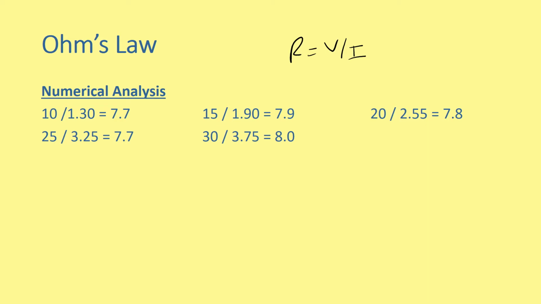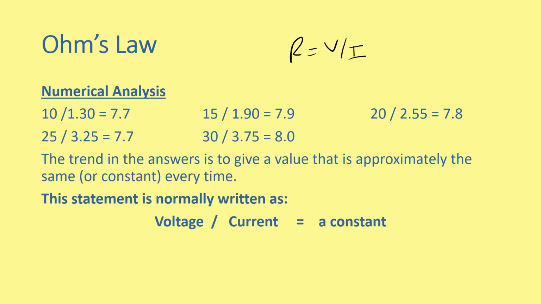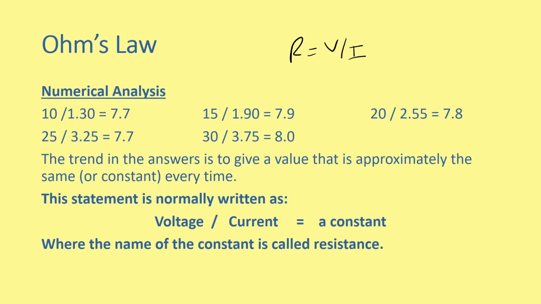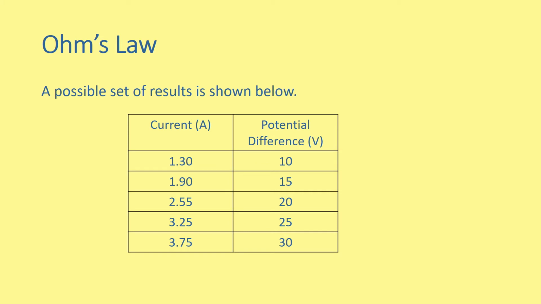What we could do is add all these up and find an average. The trend in the answers is to give a value that's approximately the same every single time. We would normally write this with the statement, voltage divided by current is equal to a constant. In this case, the name of the constant is called resistance. This isn't always the best way though, because we can see we get lots of different values. Perhaps a better way, using the same possible set of results, is to draw a graph.